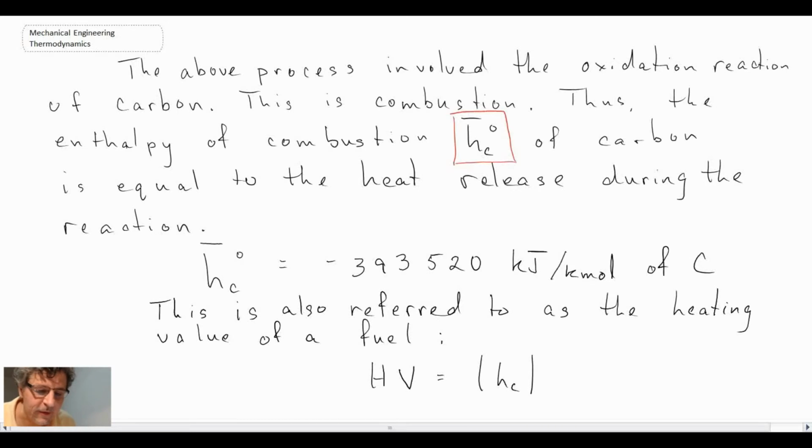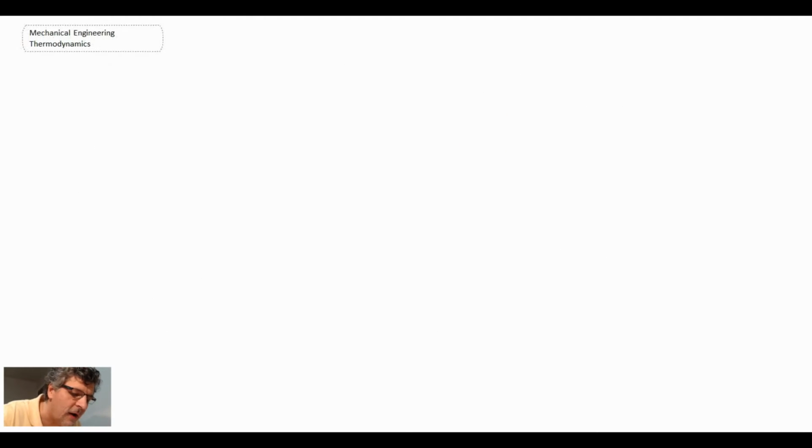So if you were to take the absolute value of your heat of combustion, that would be equal to the heating value. Usually heating values will be expressed in terms of per kilogram, and so you'd have to include the molar mass in order to convert the per kilomole to per kilogram, but it'd be kilojoules per kilogram. So that is the heating value. I want to spend another minute talking a little bit more about heating values because they're fairly important and used quite often within mechanical engineering.